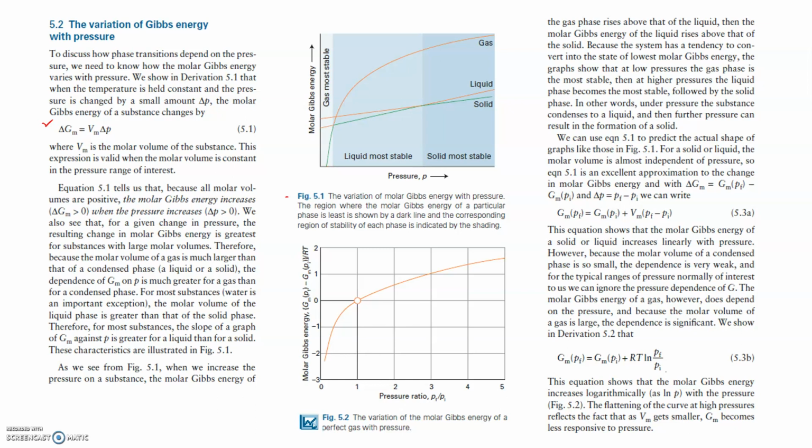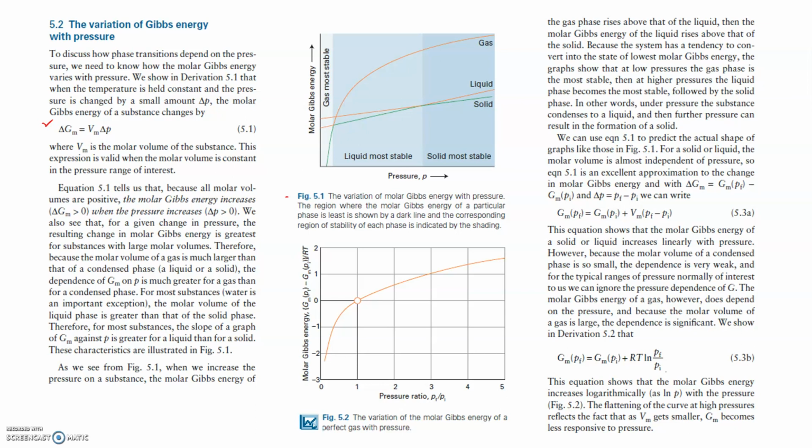So as we see in figure 5.1, when we increase the pressure on a substance, the molar Gibbs energy of the gas phase rises above that of the liquid, then the molar Gibbs energy of the liquid rises above that of the solid. Because the system has a tendency to convert into the state of lowest molar Gibbs energy, the graphs show that at low pressures, the gas phase is the most stable. Then at higher pressures, the liquid phase becomes more stable, followed by the solid phase. In other words, under pressure, the substance condenses to a liquid, and then further pressure can result in the formation of a solid.